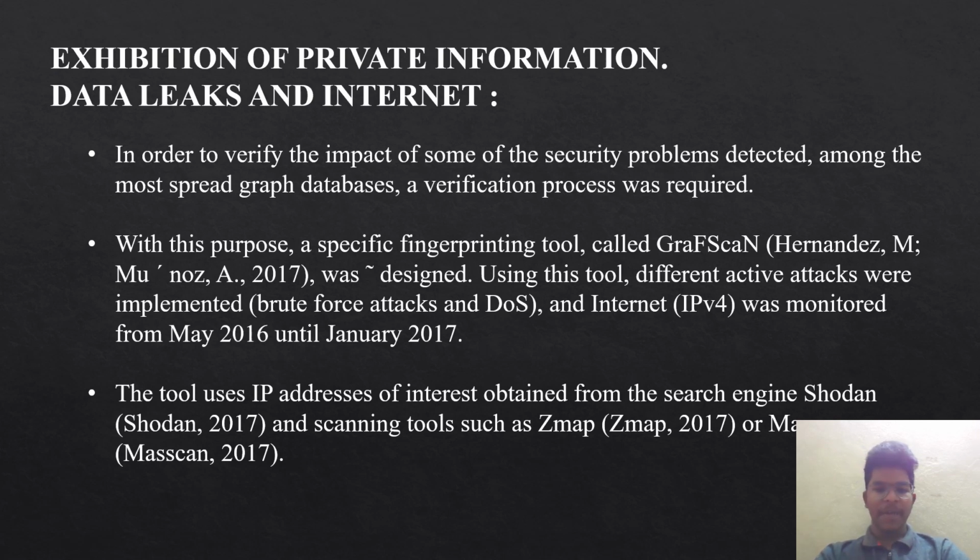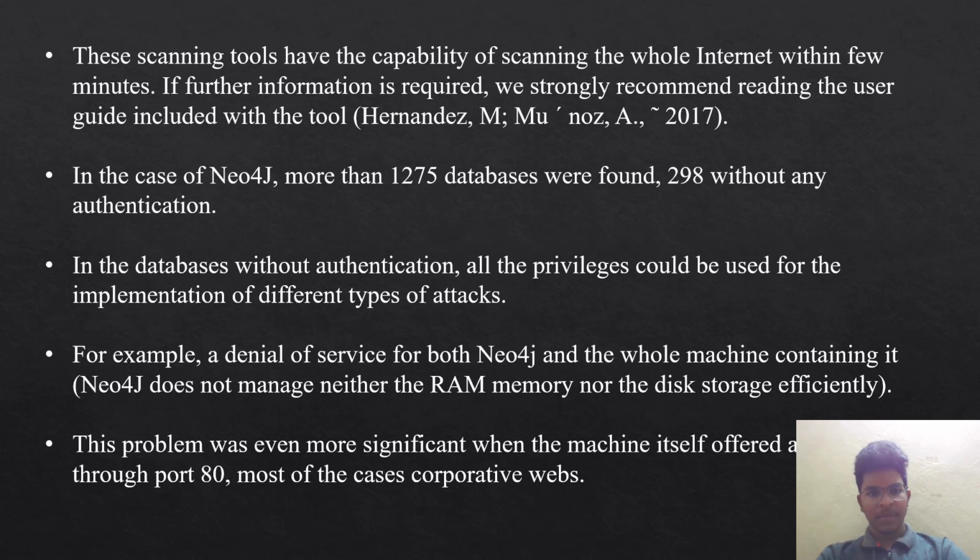The tool uses IP addresses of interest obtained from search engines such as Shodan, and scanning tools such as ZMap or Nmap. These scanning tools have the capability of scanning the whole internet within a few minutes. If further information is required, we strongly recommend reading the user guide included with the tool. In the case of Neo4j, more than 1275 databases were found, 298 without any authentication.